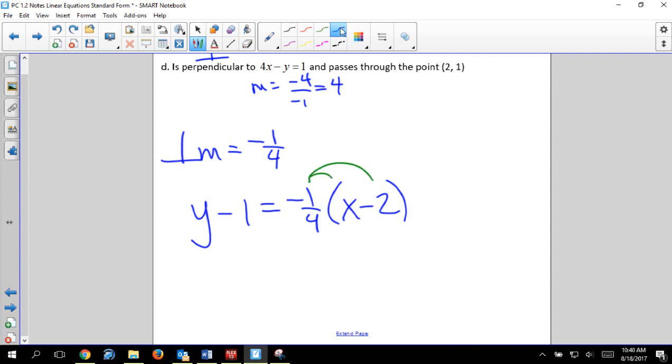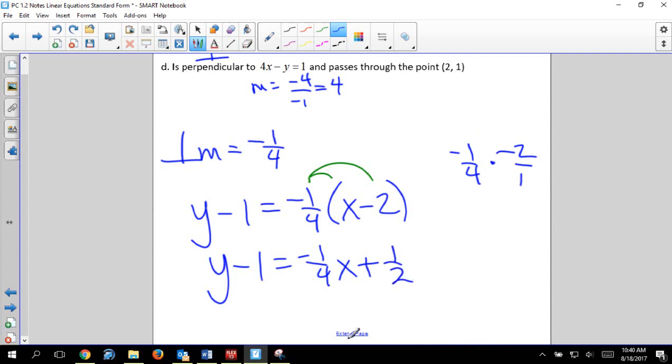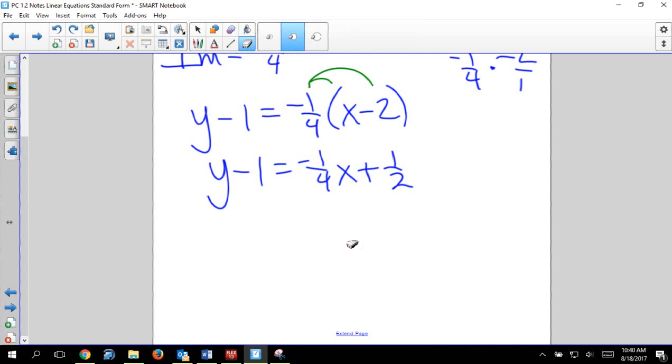And we will distribute to get rid of those parentheses. y minus 1 equals negative a fourth x plus, when I multiply negative 1/4 times negative 2 over 1, I reduce it, I get a half. And I see all these fractions. I don't want to deal with them, and I don't have to. I want to get rid of them. So I'm going to multiply by a number that will cancel out a denominator of 4 and a denominator of 2. So it's going to be the lowest common denominator. It's got to be something that both numbers will divide into. If I put a 2 up here, 4 does not divide into 2. So it's got to be 4. It's got to be the bigger number.